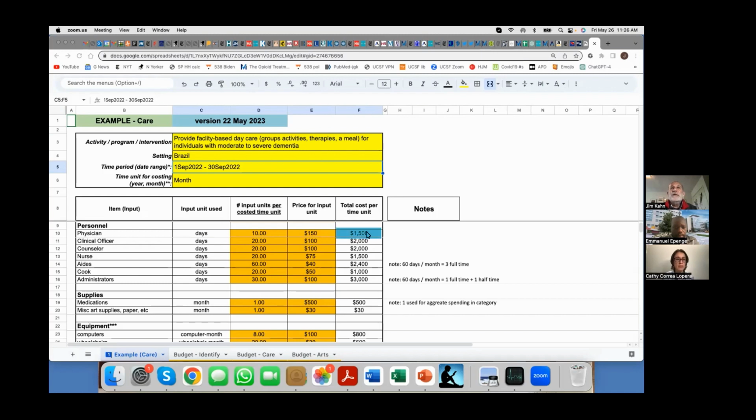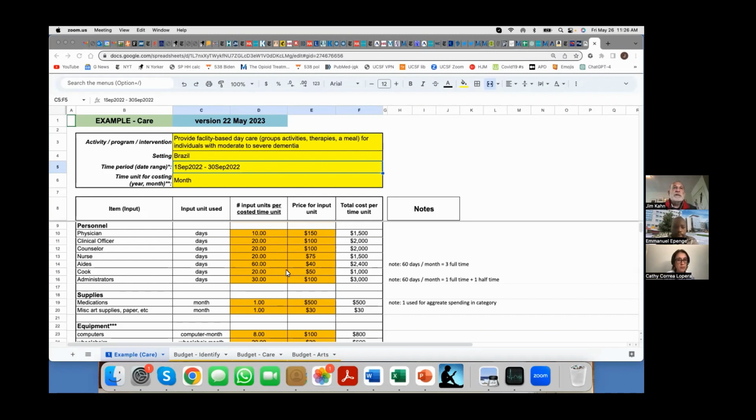This number here is then automatically calculated simply as the product. So 10 times 150 is 1,500. There's also a clinical officer who works 20 days per month at $100 a day. That's 2,000, and so on.